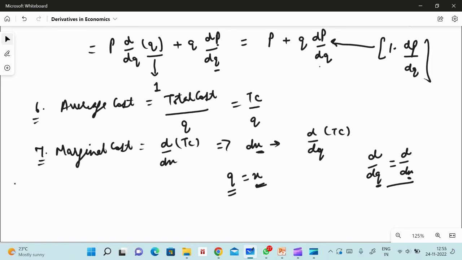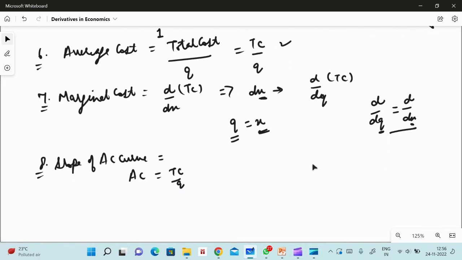Fine. Sometimes it is asked to calculate the slope of the average cost curve. So in that case, we know that the formula for average cost is equal to TC by Q. This we have already done, right? So when we have to calculate the slope, what is slope?